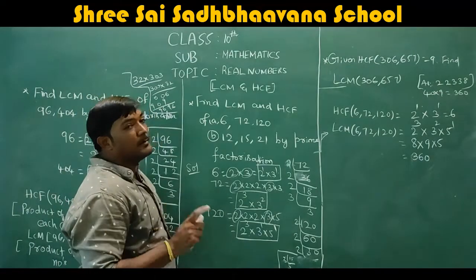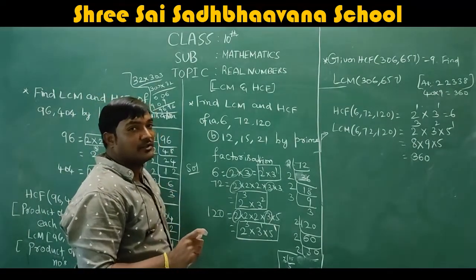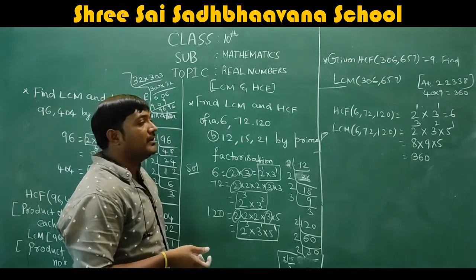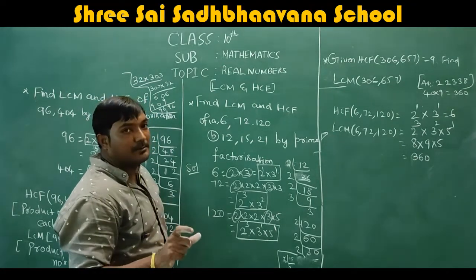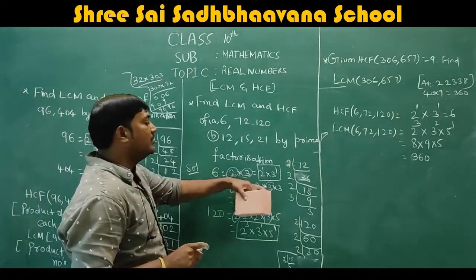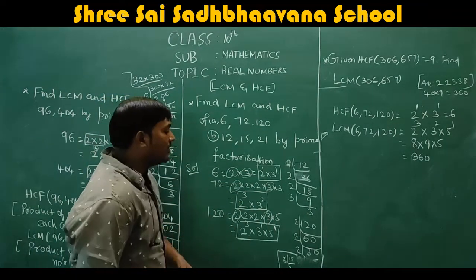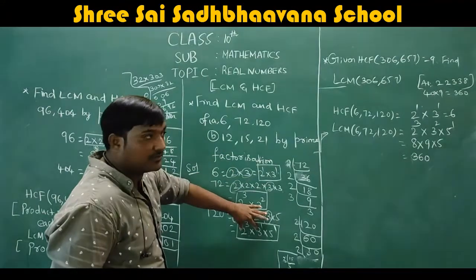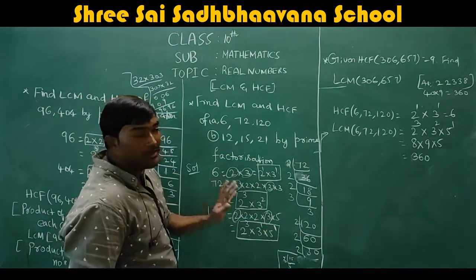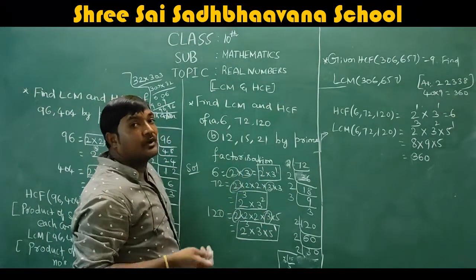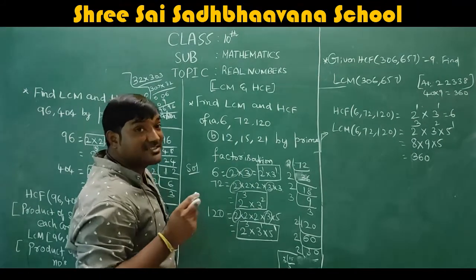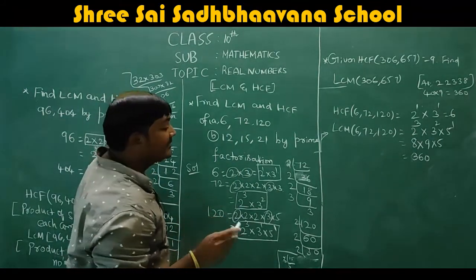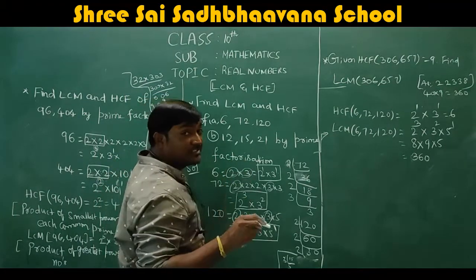First, you write the common numbers. Whenever you are finding HCF, you have to write the common numbers. What are the common numbers in all these three? Here 2 and 3 are there, here also 2 and 3 are there, here also 2 and 3 are there. 5 is not common, so I will not take 5. Write 2 and 3. After writing the common numbers, you just check their powers. Of these common numbers' powers, which is the lowest power?